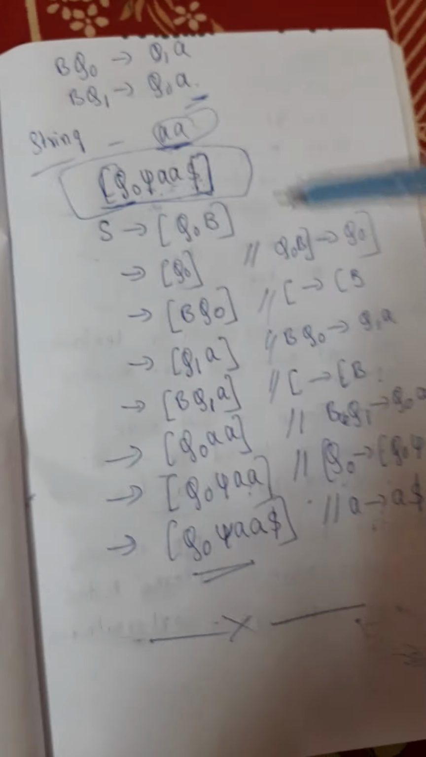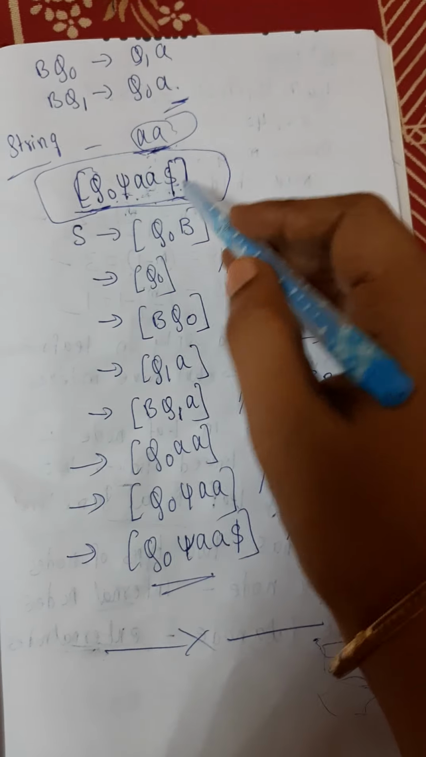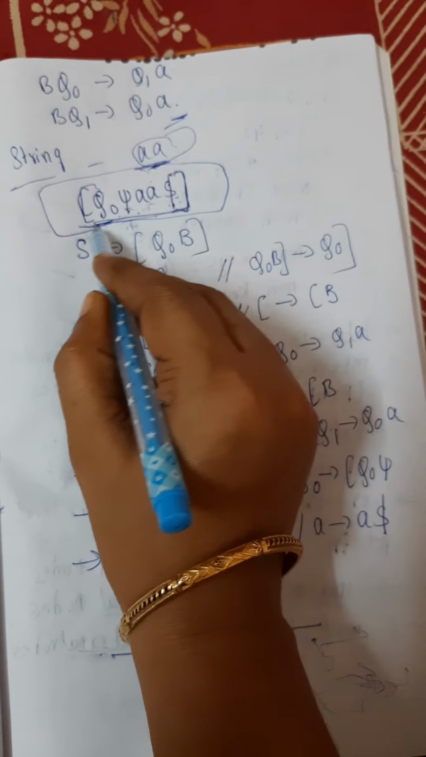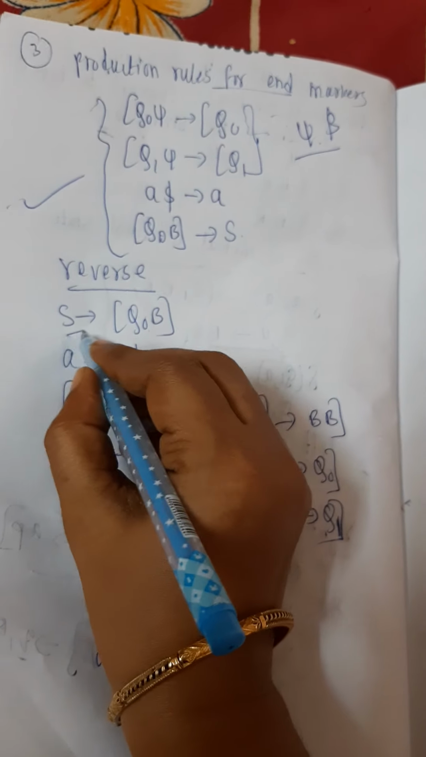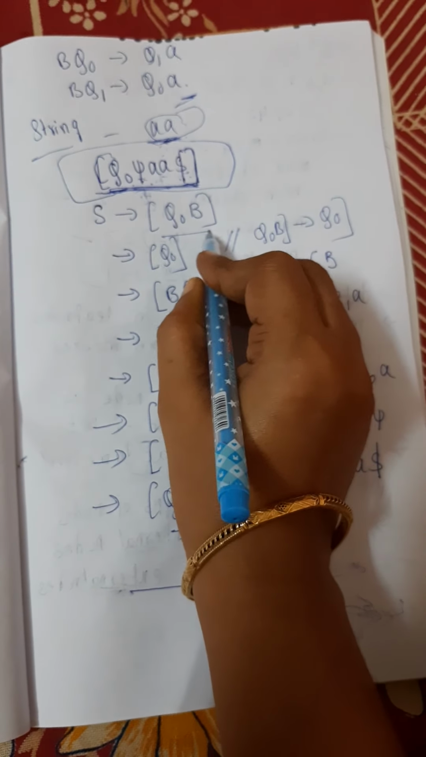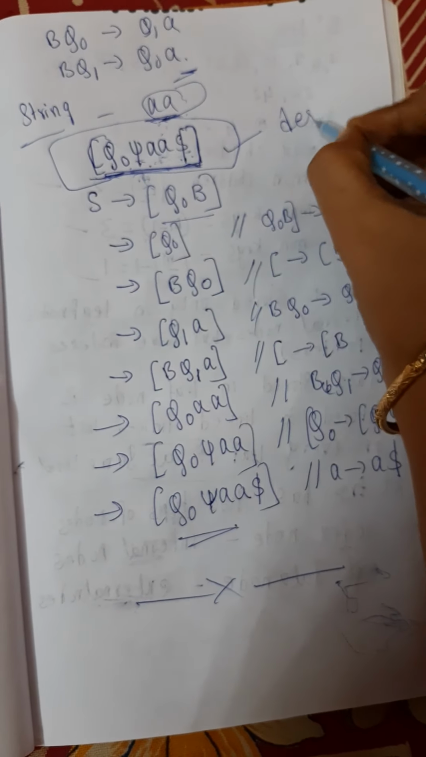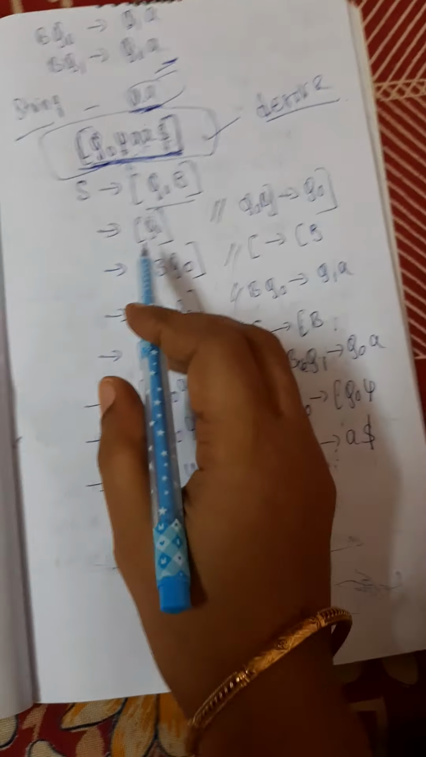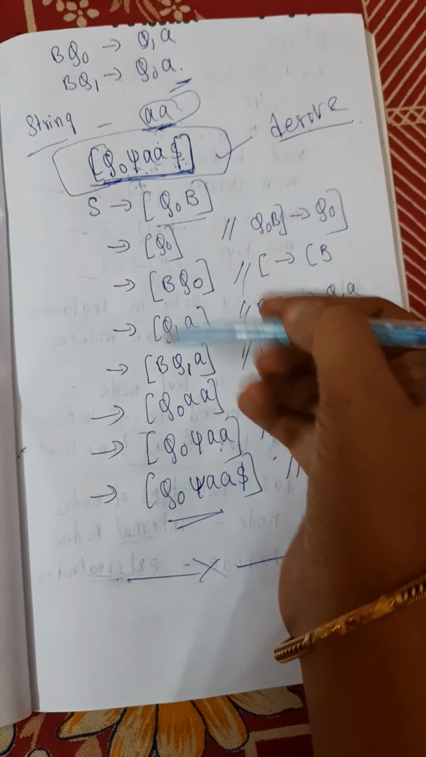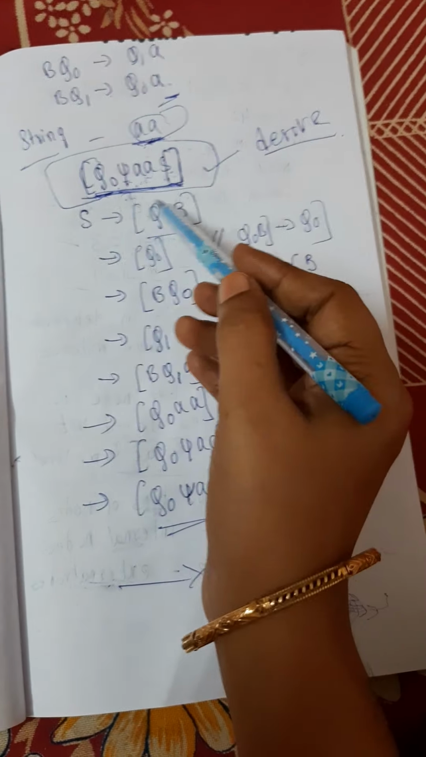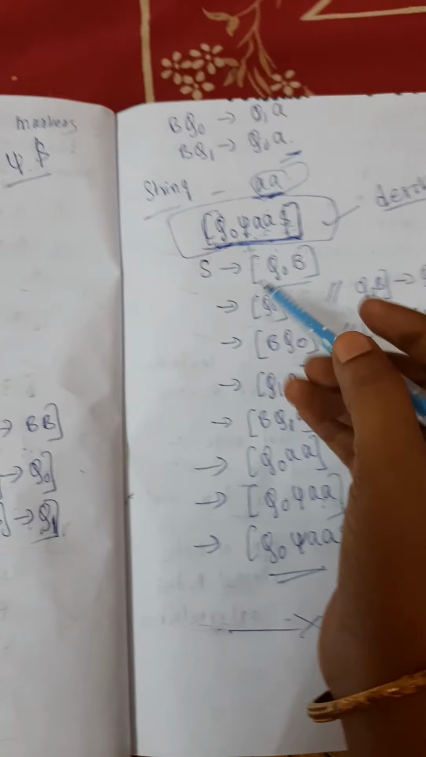From all these productions, you have to derive the string. This is the string you have to derive now. Now what is our start symbol? S is our start symbol. So let us start from this. From this we are starting the production. This is the thing you have to derive. According to this, we have to just go on deriving now.